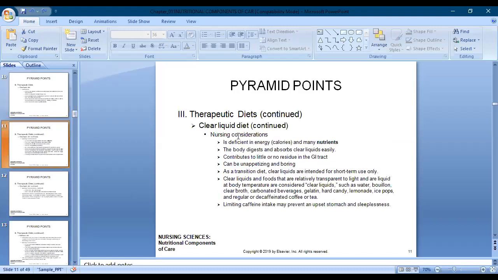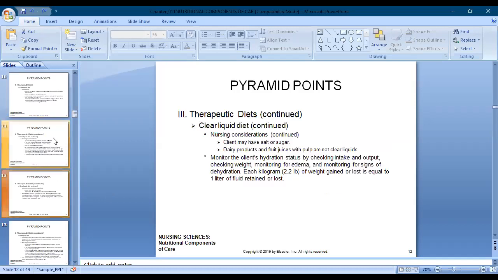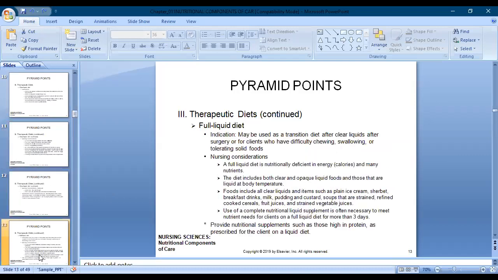So now nursing consideration. I always like to discuss this nursing consideration, because we have to know this, okay? So I said that there are two types of liquid. One is the clear, the other is the full liquid, right? This is the full liquid. So full liquid examples are milk, ice cream, and pudding.